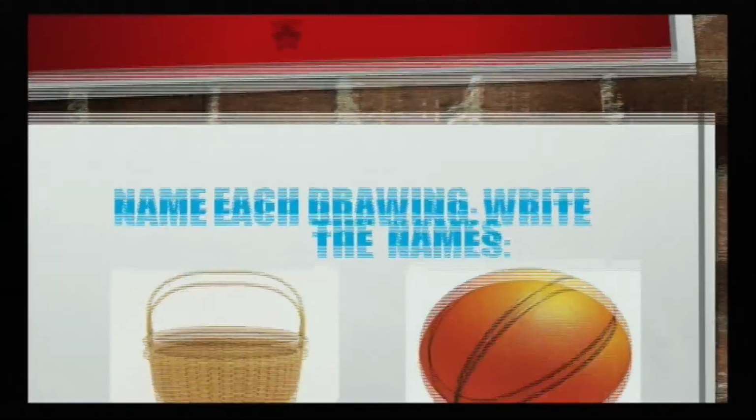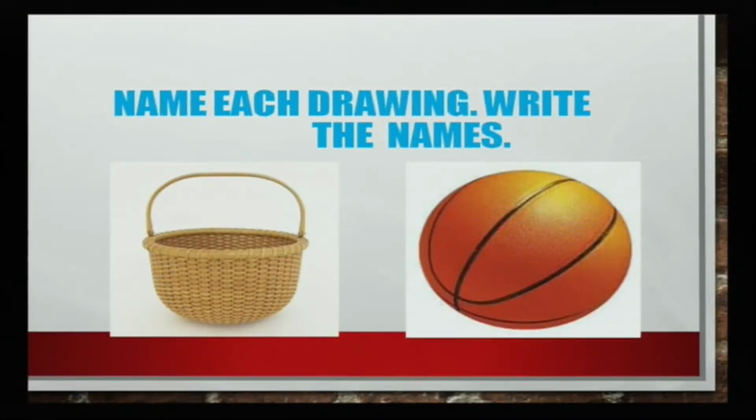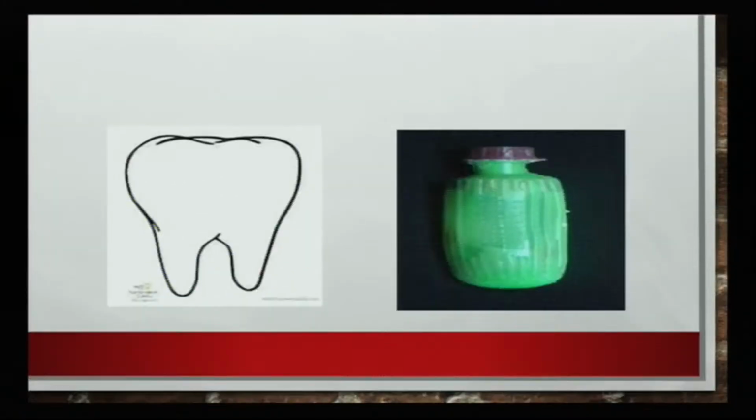I want you to have a look at the text that you have just read and you can find out how many compound words we have done. But before that, I want you to have a look. You have two pictures on your screen. One is the picture of a basket and the other is the picture of a ball. So, what happens when you join basket with ball? It becomes a basketball. Absolutely.